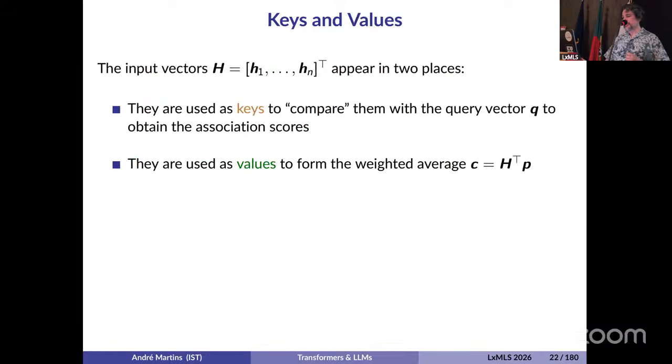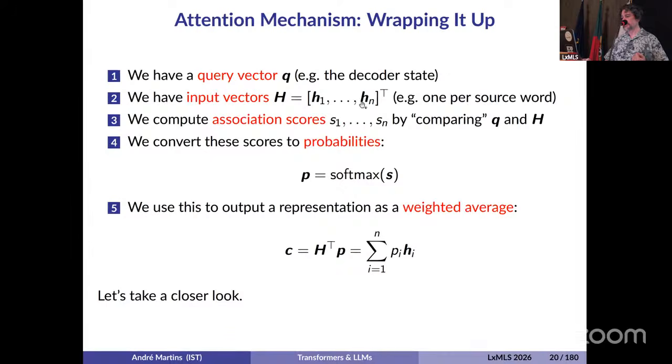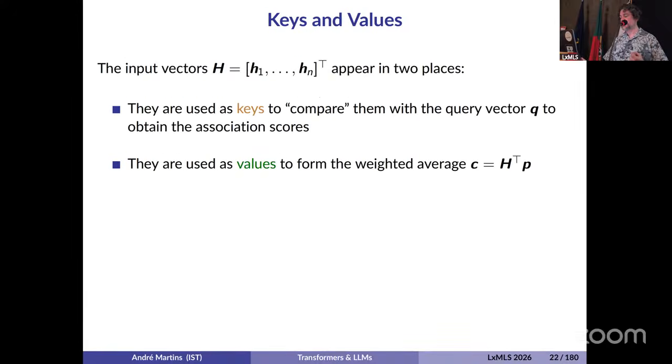Okay, so the second point I want to make is that in the formulation that I described so far, we are using H in two places, right? We are using it to compute these association scores, where we compare H with Q, and then we are using it later to do this weighted average. But in fact, we can actually do it differently.